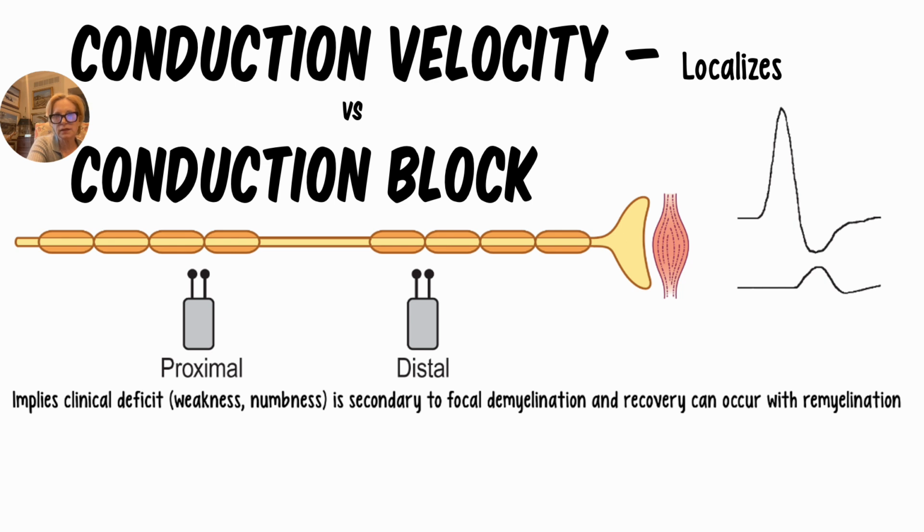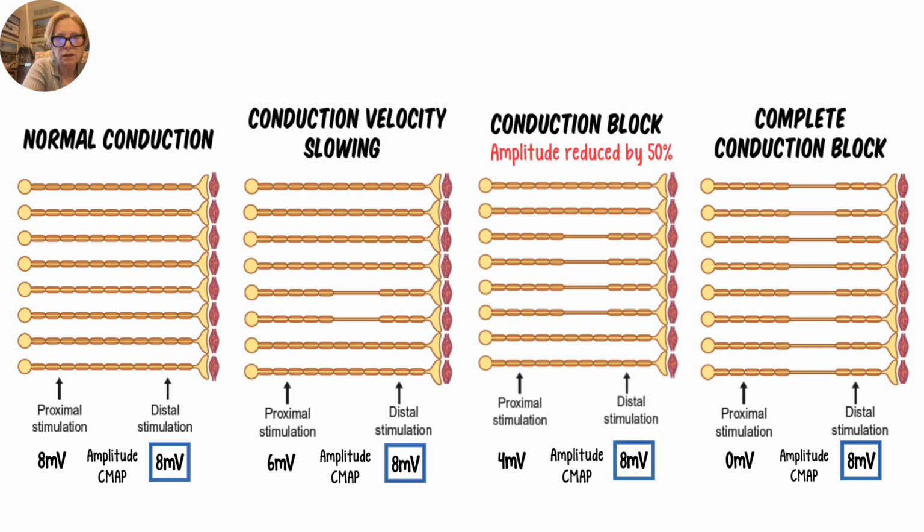Conduction velocity localizes it, and conduction block, you can see a little definition there, implies that there's an actual clinical deficit because you're not being able to connect enough of the axons across that area of demyelination to reach the brain, to be solid on that critical plateau for function. So it implies that there's weakness or numbness, and it's secondary to focal demyelination, and recovery should return with spontaneous remyelination or a decompression.